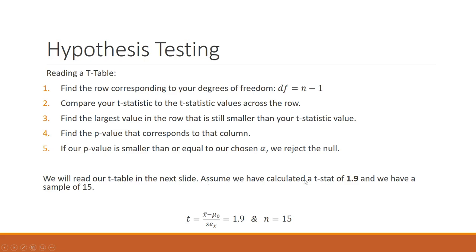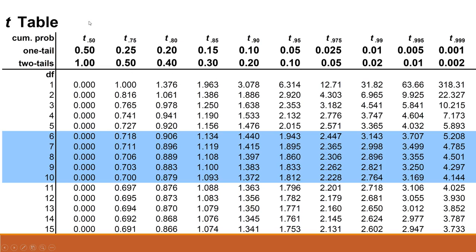Assume that we have calculated a t-statistic of 1.9 and we have a sample of 15. So our t-statistic is 1.9 and our sample size is n equals 15. So let's do it. If our sample size is 15, then our degrees of freedom is 14. So here's our t-table. This is what it looks like. Take a second to digest this.